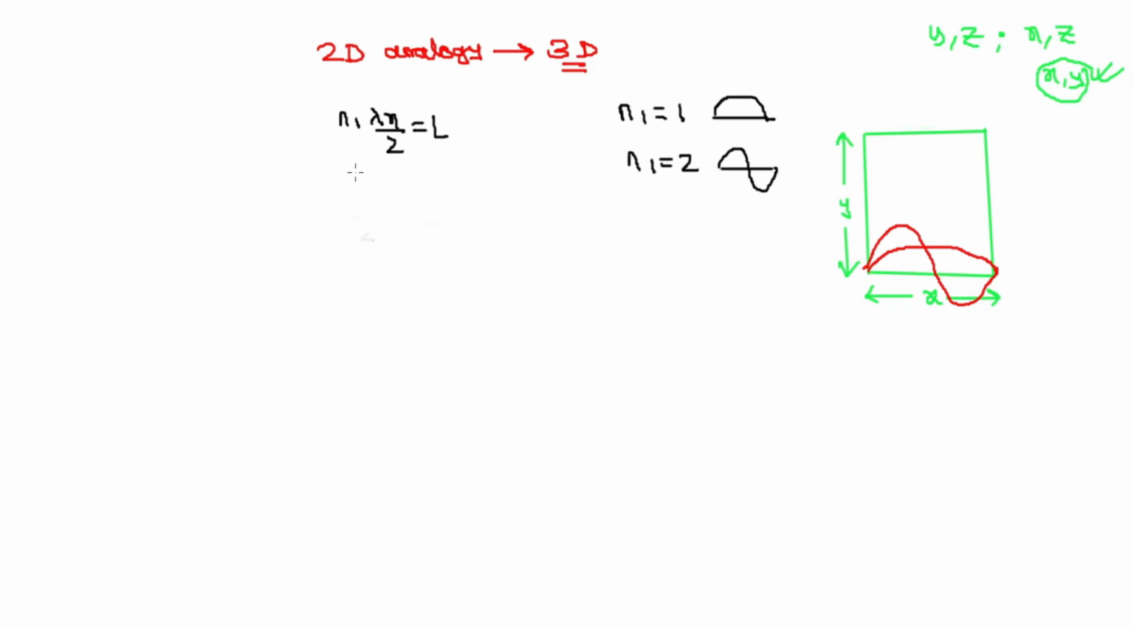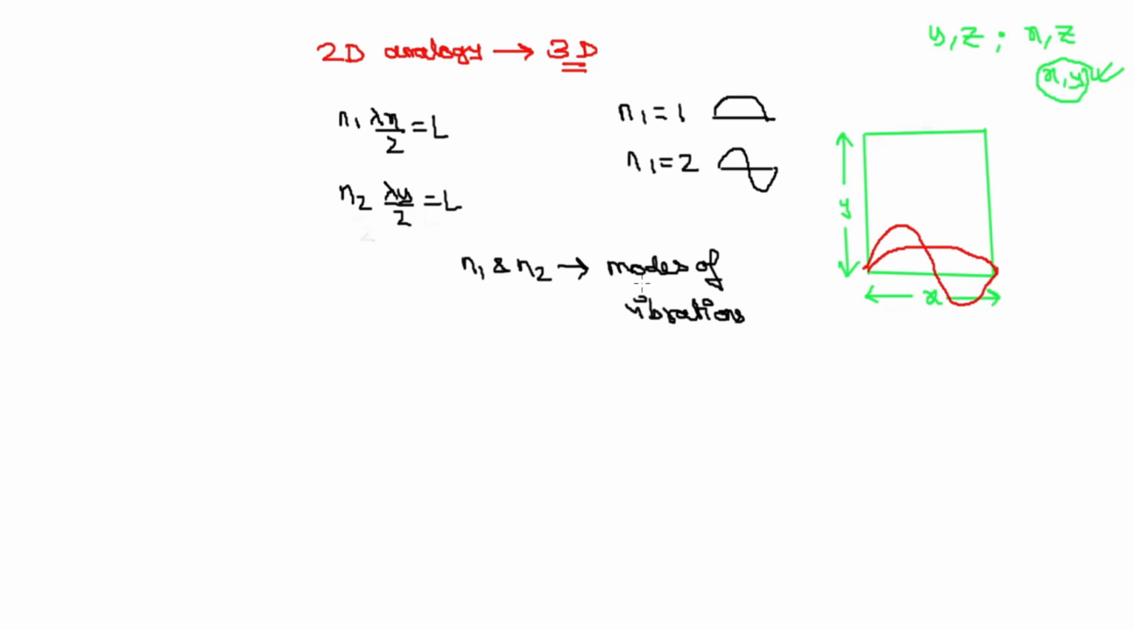So I can also write something similar for the y direction. n2 into lambda y by 2 equal to L, and we have seen this for our three-dimensional case. So n1 and n2 give us the various modes of vibrations.